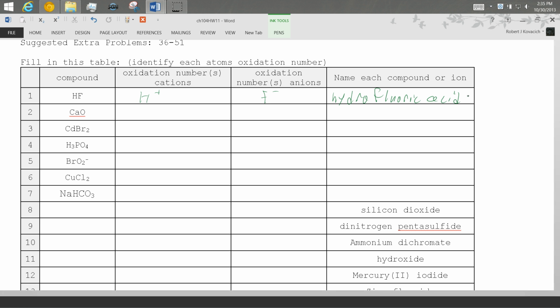All right, how about the second one? How do you know which one's the cation? The metal's going to be the cation. We know that for a couple of different reasons. One, it's calcium, so it's always going to be +2. Two, it's a metal, so they can only give electrons away, so that makes it a cation. Three, oxygen is more electronegative, so that makes it the anion for sure. So then my calcium is a +2, my oxygen is a -2, and the name for this?